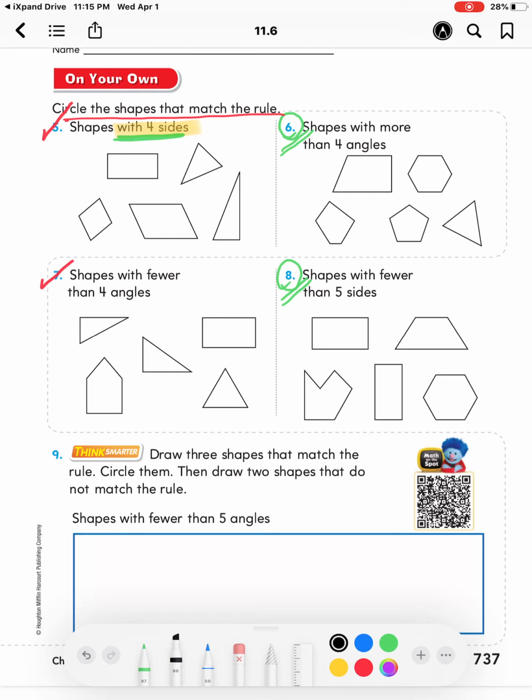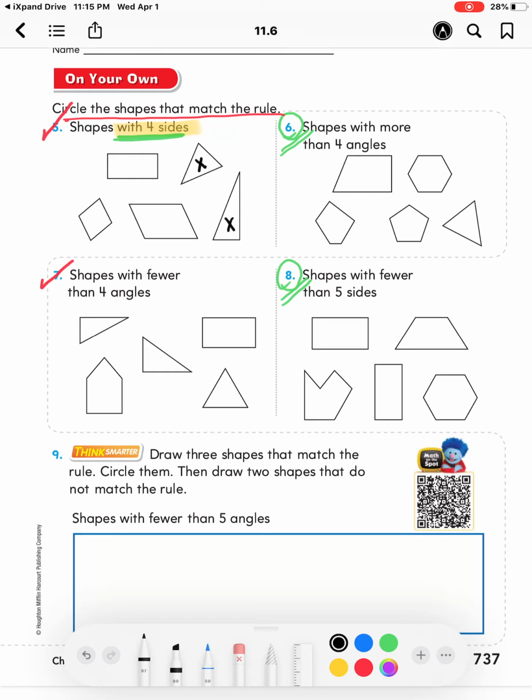So let's highlight the words with 4 sides. Okay? Now let's do it together. Now with 4 sides means we want them to be just 4 sides. Now we have here a triangle. Does a triangle have 4 sides? No, it has 3 sides, so we will not circle it. And here also, this one we will not circle it. Now let's see the other shapes.